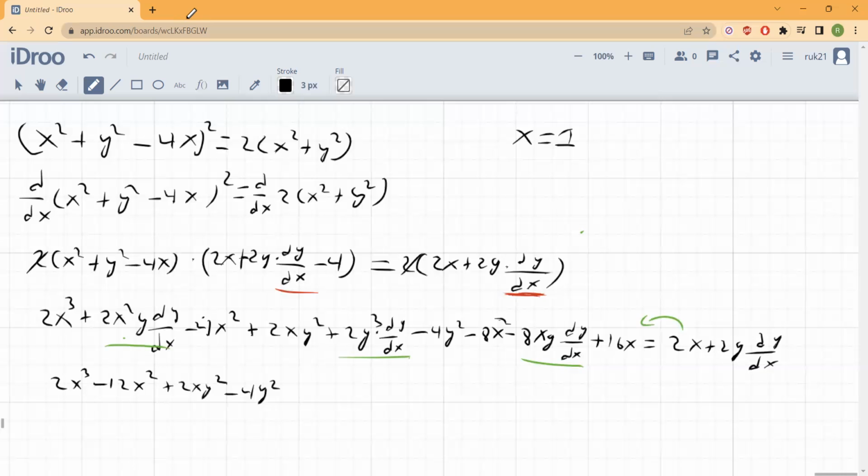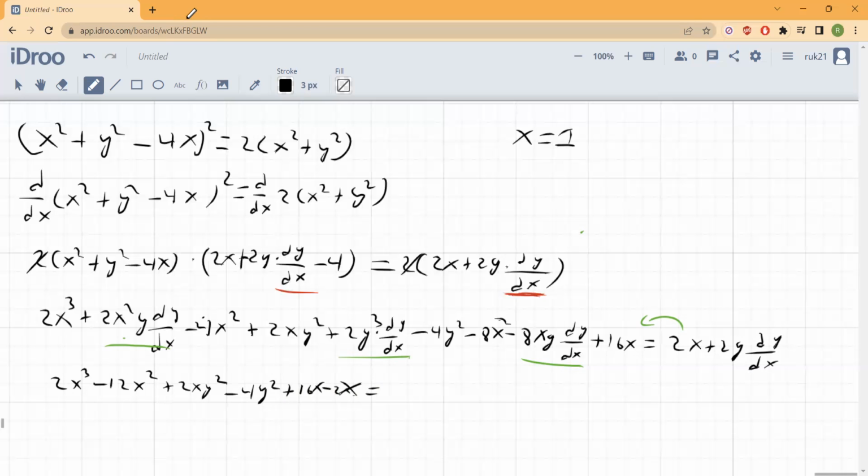So 4x and 8x are accounted for. Plus 16x. Cool? Plus 2x. Minus 2x to be more exact. Minus 2x from the other side. Make sense? Yep. All good. The question becomes who's teaching who right now? Or who's helping who? Okay.